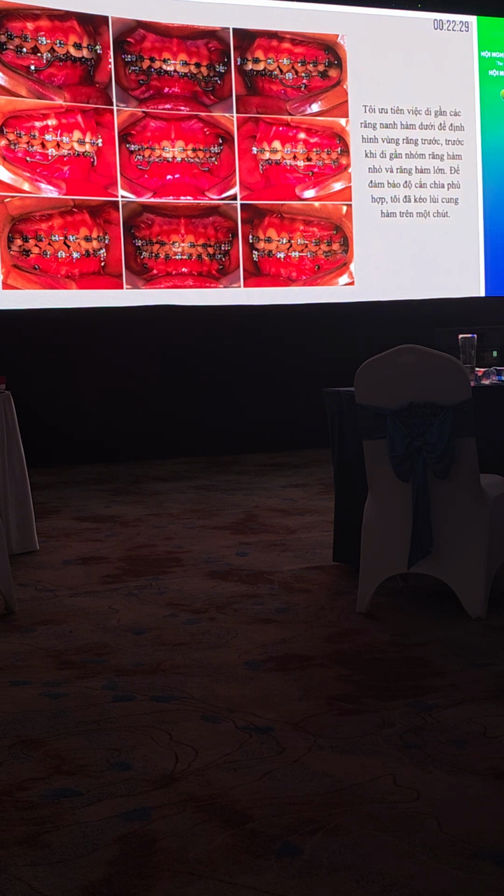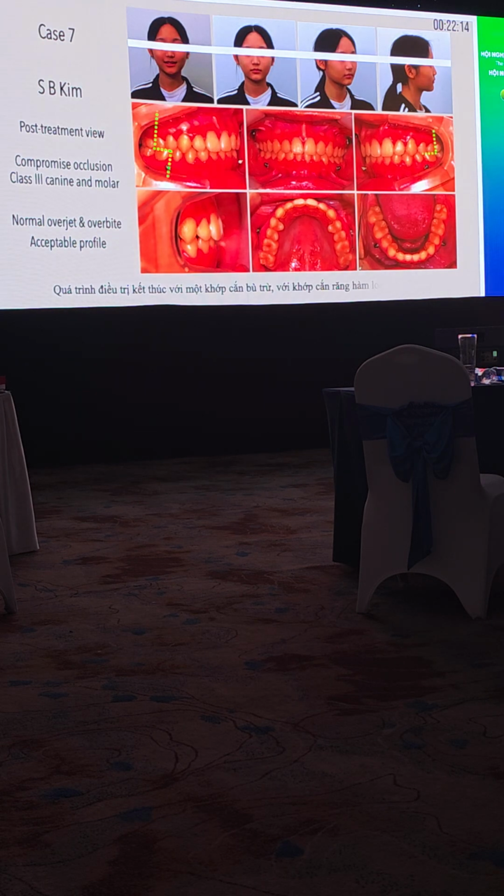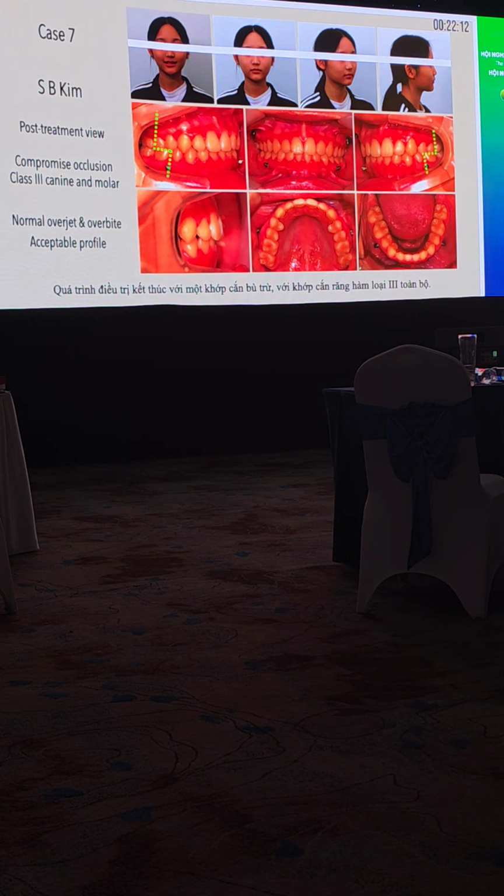I prioritized the forward movement of the mandibular canine to shape the anterior region before advancing the premolars and molars. To ensure an appropriate overjet, I slightly retracted the maxillary arch. The treatment concluded with a compromised occlusion, exhibiting a full step with a prominent class 3 molar relationship.